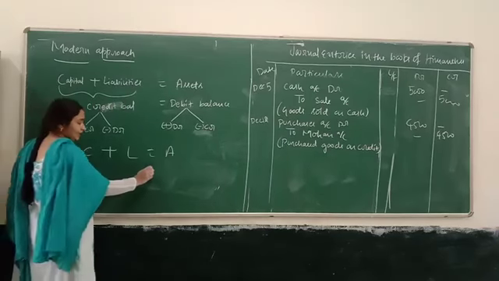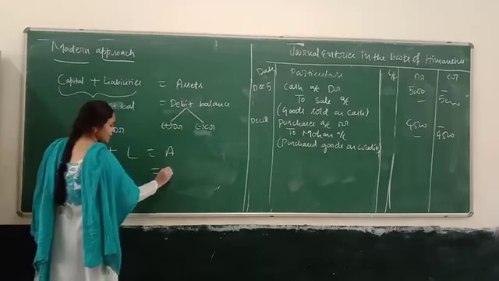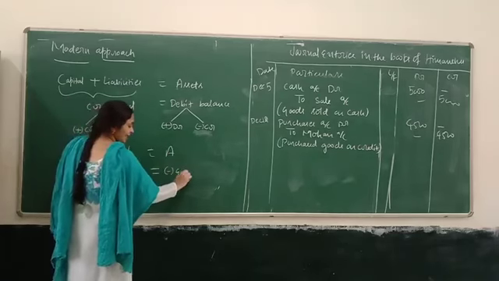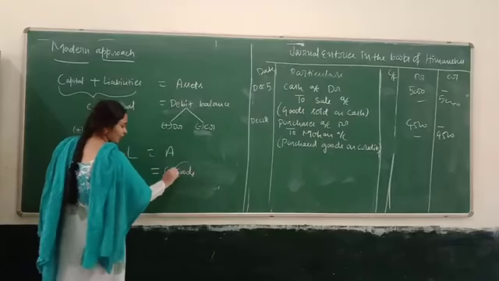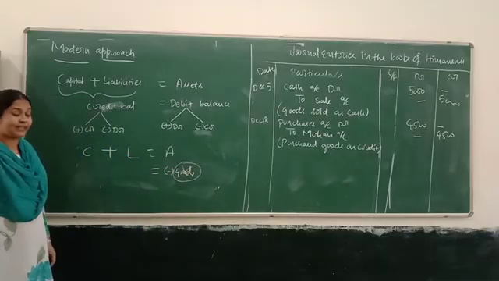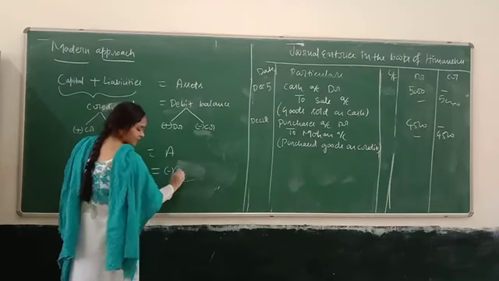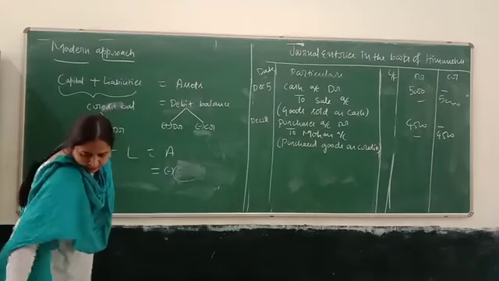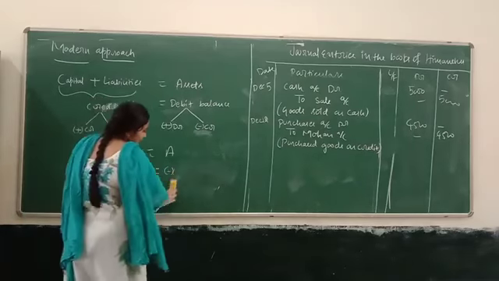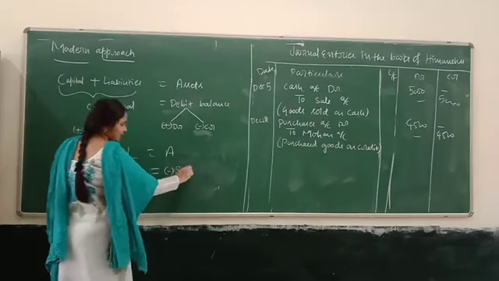So what is happening in this transaction? The business is selling goods. Goods is an asset, so there is a decline in my goods. I cannot write goods here. What should I write? I should write the event name. What is the event name? Sale. Sold goods.